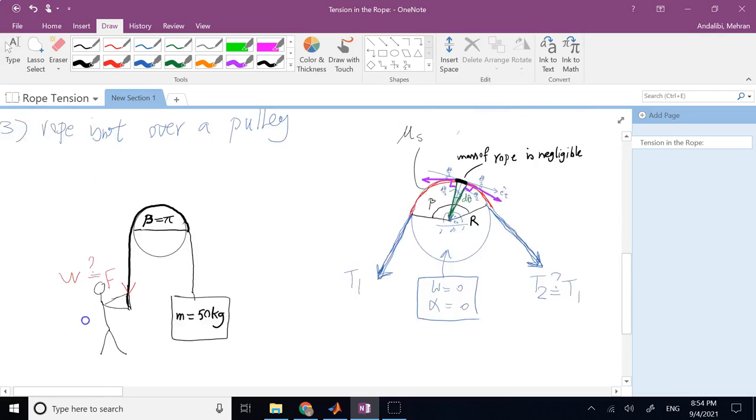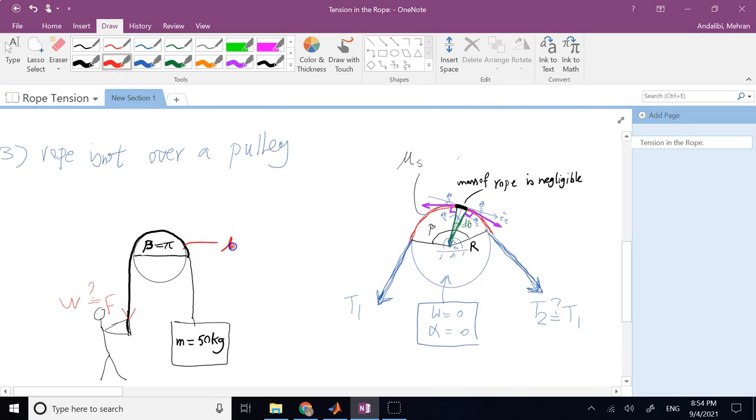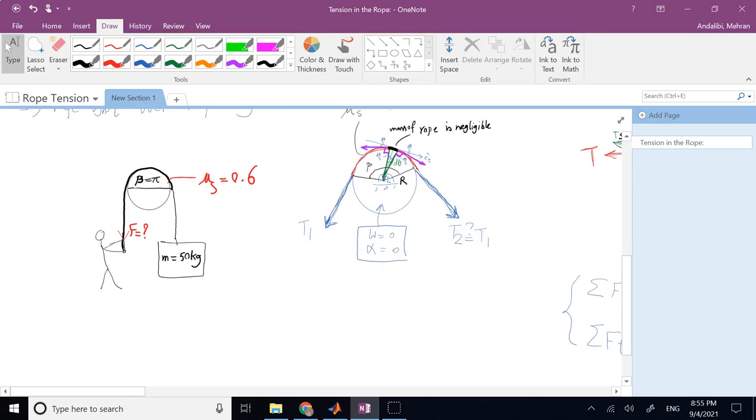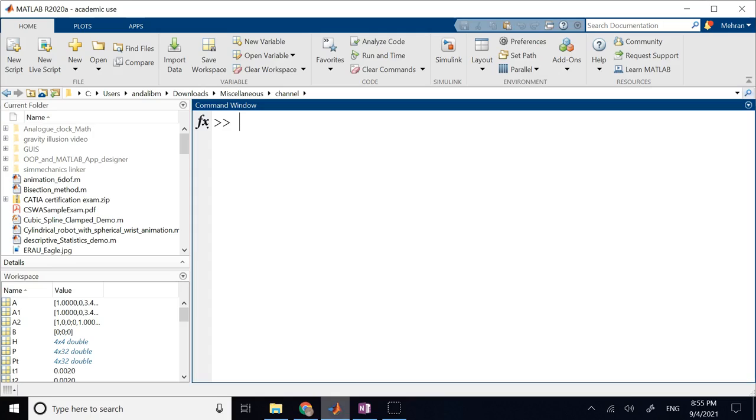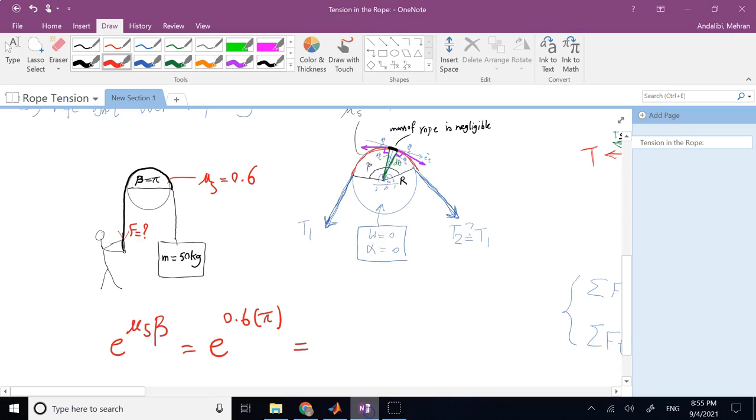Right? So here, let me give you some mu number. Let's say here also mu s is equal to 0.6. So the question is, how much force do you need to keep it in balance? So, e to the mu s times beta, in this case, is e to the 0.6 times pi. And if you calculate that number using MATLAB, exponential of 0.6 times pi is 6.59.